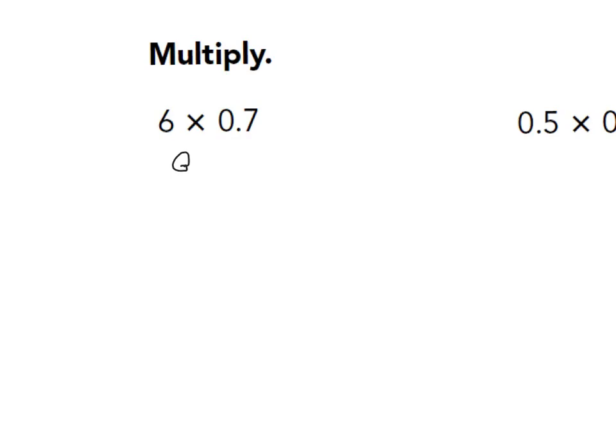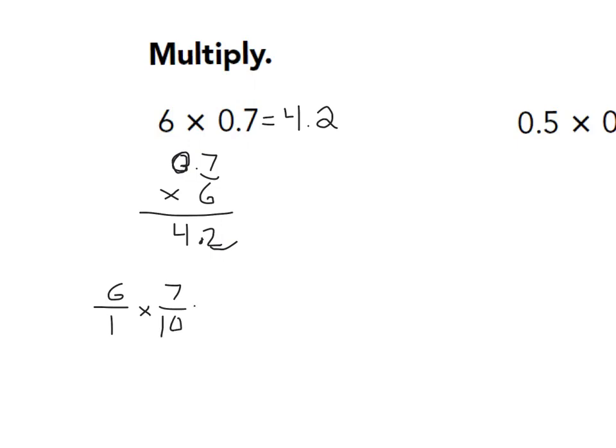Maybe I should put the larger one, the one with more digits, up top. This is also 6 times 7/10. That's 42. And I see there's 1 decimal place, so 1 decimal place here. My answer is 4.2, or 4 2/10. If I wanted to do it as 6 over 1 times 7/10, it becomes 42/10, which is also 4 2/10, which matches up perfectly with my answer here.